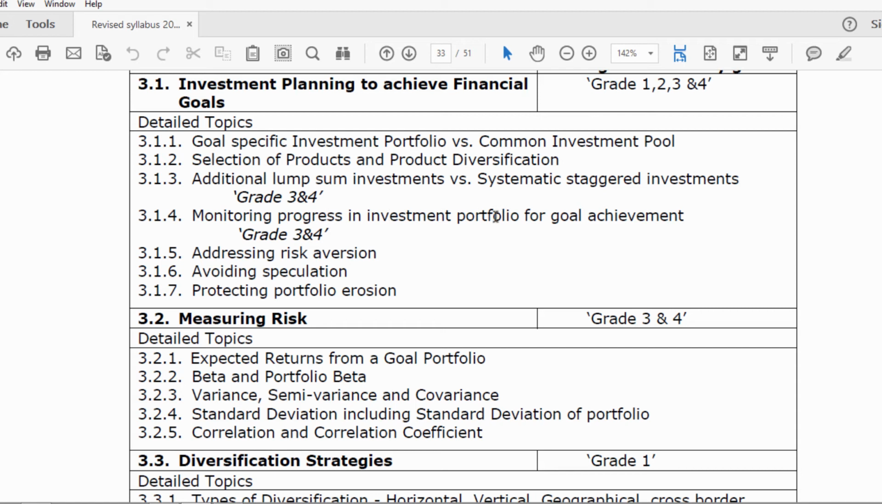Then monitoring progress in the investment portfolio for goal achievement. Essentially, the client has been investing for such a long period, and we have to identify what the shortfall is, what the surplus is to achieve a particular requirement, and how in a staggered manner he should be investing. Such kinds of things can be covered, and these are fairly longer questions. And these are the questions to be answered precisely. Addressing risk aversion, avoiding speculation, and protecting against portfolio erosion. Now these are also theoretical questions.